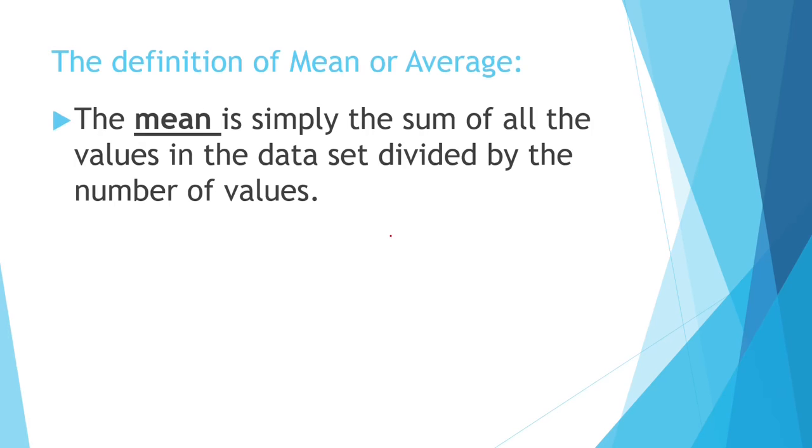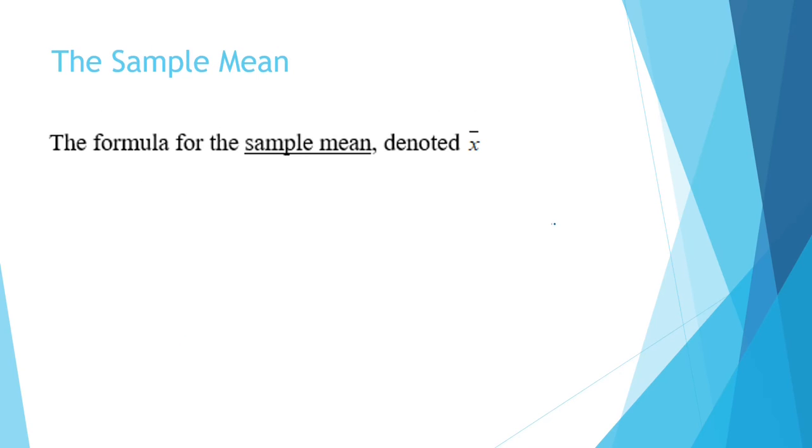We'll start with the definition of mean or average. The mean is simply the sum of all the values in the data set divided by the number of values. In statistics, generally speaking, we calculate the mean for either the sample or the population. The sample mean is denoted with the symbol x bar. To calculate the sample mean, we have x bar is equal to the summation of x divided by the sample size n. This Greek symbol sigma here just means I need to add up all of the data values.